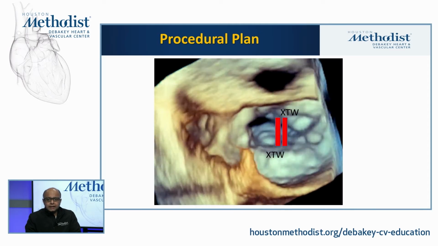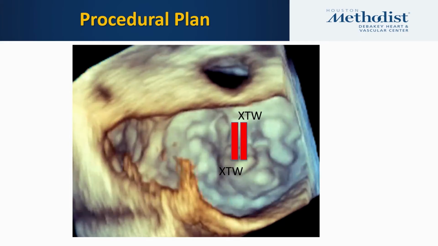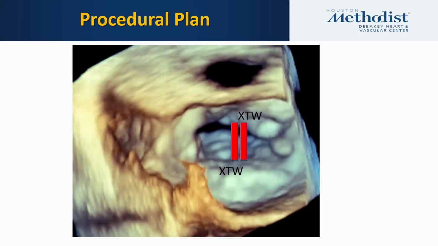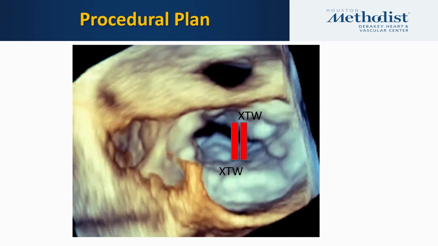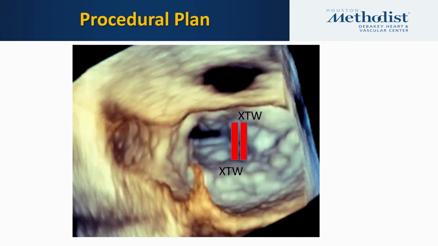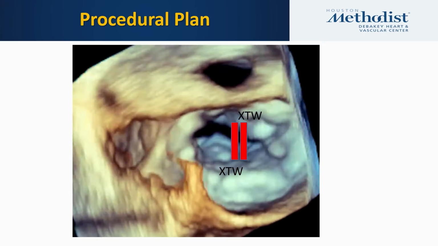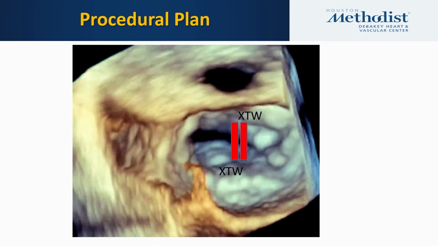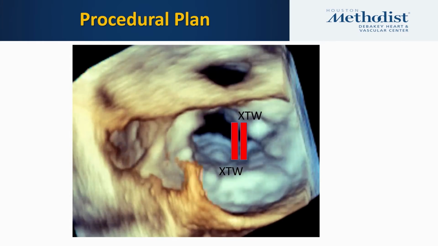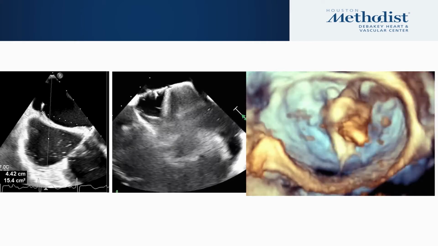So here is the 3D echo image that I showed you earlier, and our procedural plan was to put 2 XTW Mitra clips in the A2P2 scallop regions of the mitral valve. And we chose these because the leaflet lengths were adequate. This was a wide flail gap and flail width, as I showed on the previous slide. So we thought that this patient would very likely need 2 clips to adequately achieve coaptation and reduce or eliminate mitral regurgitation. So this is a standard transeptal puncture.